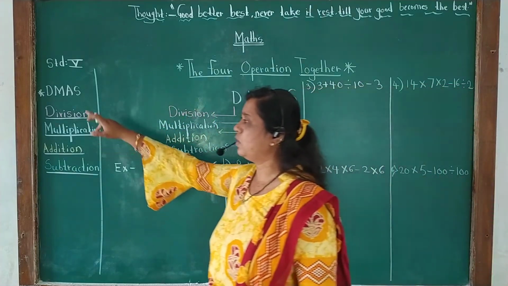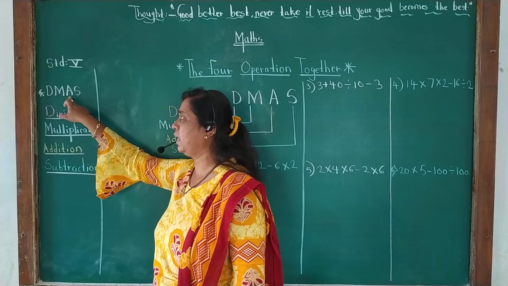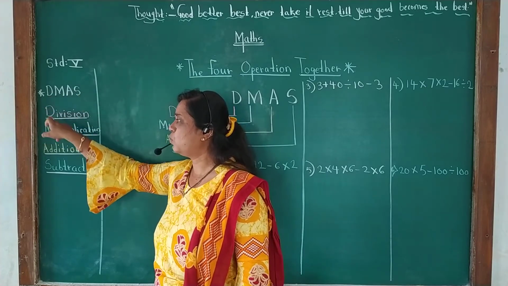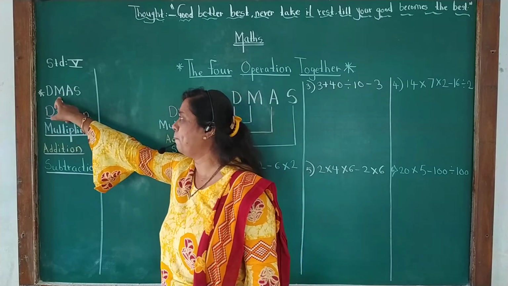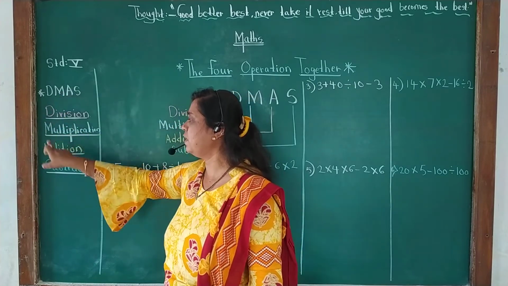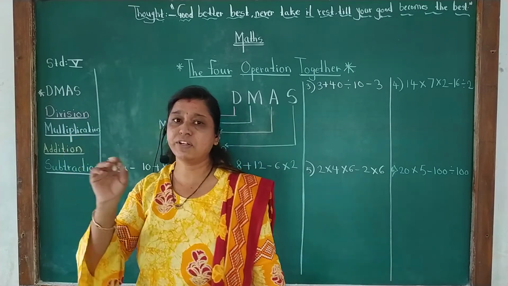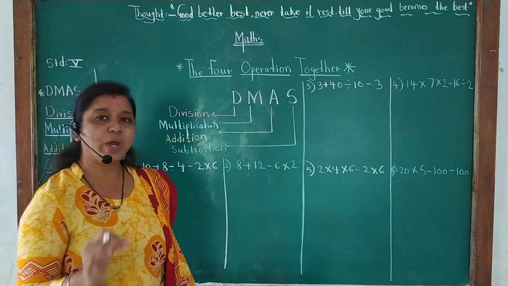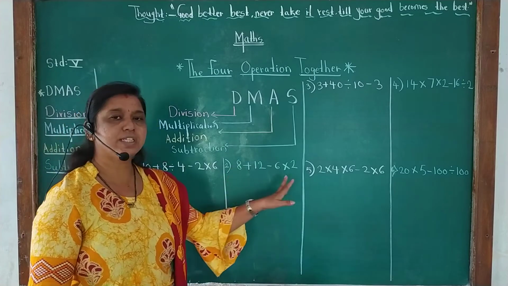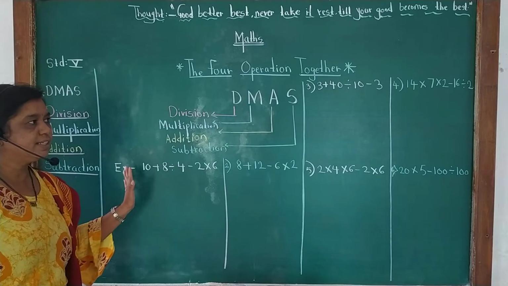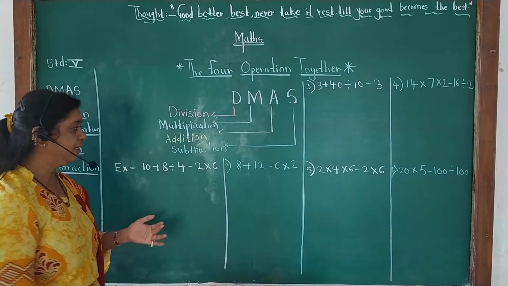So first, see what is meant by DMAS. What is meant by that? D means division, M means multiplication, A means addition, and S means subtraction. This is the first and best rule which you have to follow while doing such types of operations. We will see more examples, then you will understand it better.